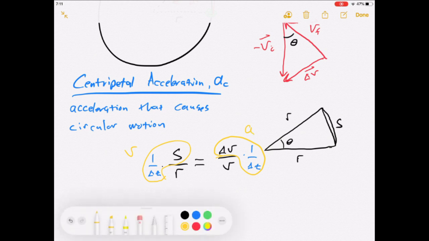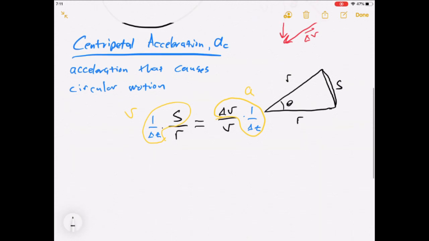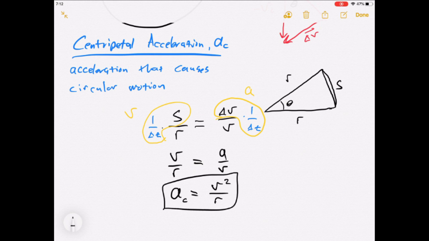Right? Okay. So we can do another line. We can say V over R equals A over V. So I can multiply by that V, and what I get is A equals V squared over R. That is the centripetal acceleration. So that is how we can get mathematically how big that acceleration is. Okay, does this make sense?